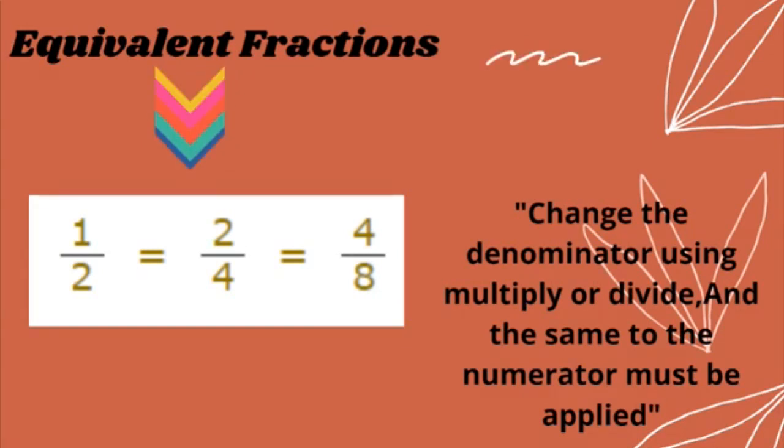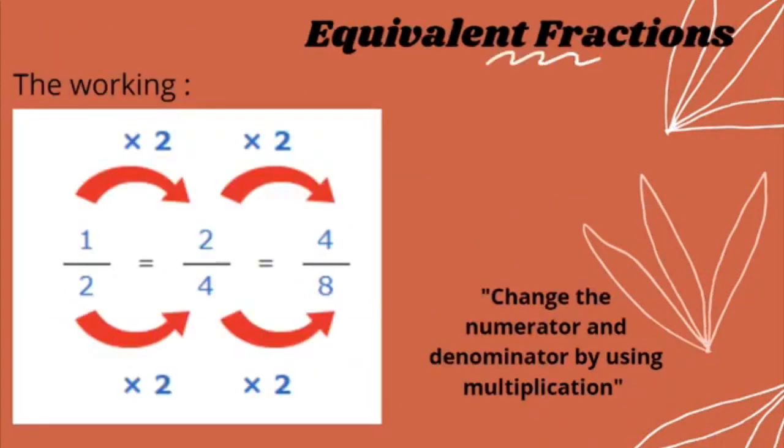This is because when we multiply or divide both the numerator and the denominator by the same number, the fraction keeps its original value. How can we find an equivalent fraction? By changing the denominator using multiplication or division. The same will be done with the numerator. Let me show you why.